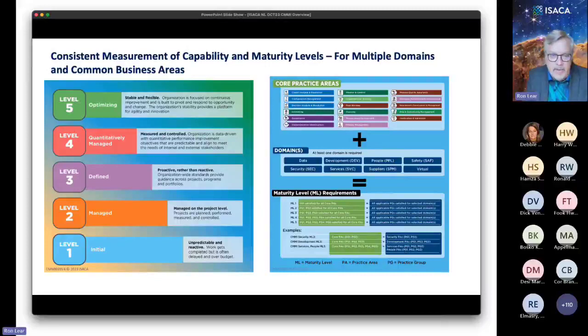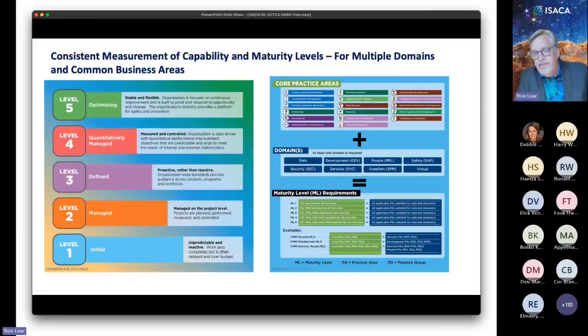It's the same algorithm. So level 1, it's unpredictable, reactive. Work can get completed, but it's usually delayed, over budget, etc. Level 2 is where things are starting to get more controlled. Projects are planning, they're performing, they're measuring, and there are basic things in place. Level 3, you have organization-wide standards that provide guidance on how projects, programs, product lines, etc., are supposed to work together. It's more consistent than inconsistent, and it moves from a reactive state at level 2 to a more proactive state at level 3.